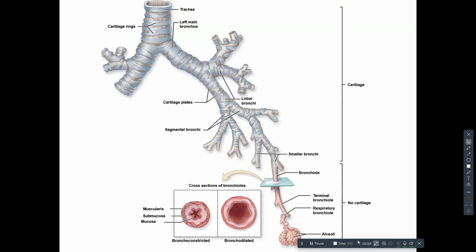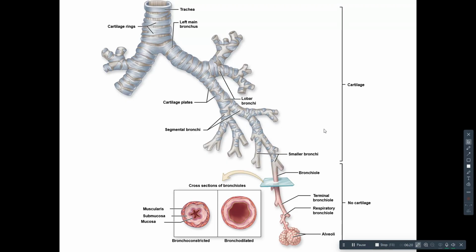Now, of course, bronchioles will branch and branch. Now, the final bronchiole we get without any alveoli is called a terminal bronchiole. And then bronchioles with alveoli are called respiratory bronchioles. And all bronchioles and all alveoli lack cartilage.